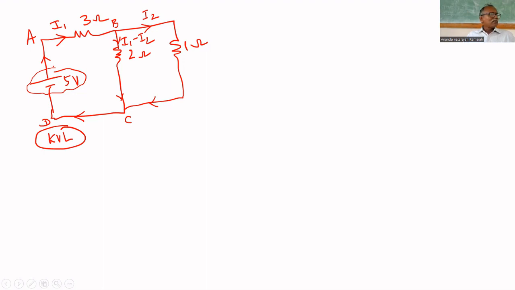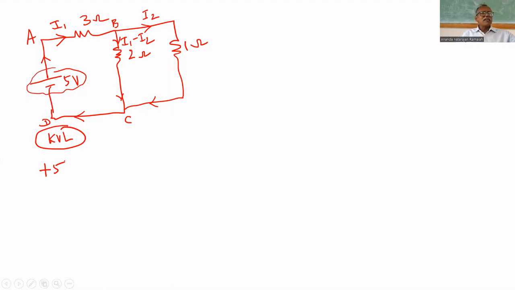You are traveling from 0 to 5 volt. This terminal is 0 volt, that terminal is 5 volt. Therefore, if you travel from D to A, you are traveling from 0 volt to 5 volt. There is a rise in potential. That's why plus 5. Why am I putting plus 5?